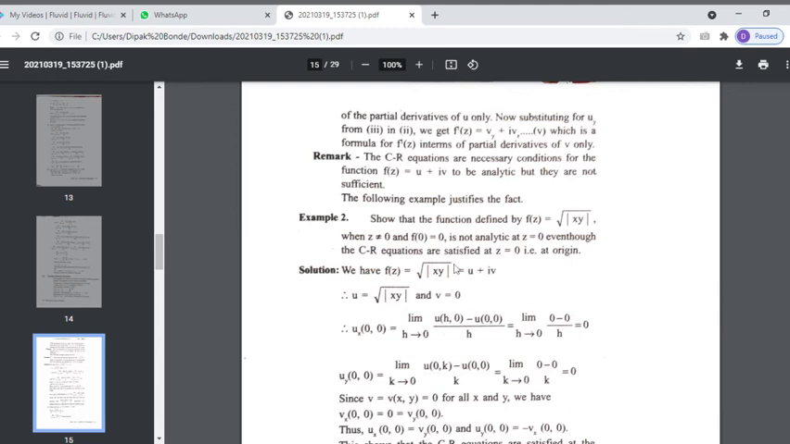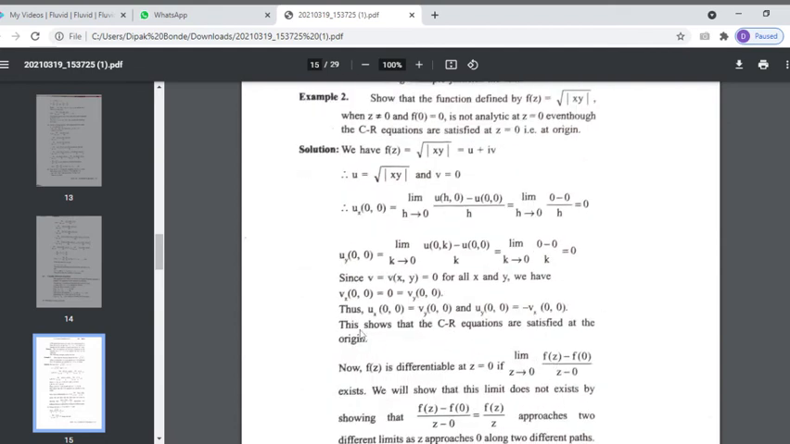So f(z) is equal to root of modulus of xy is equal to u plus iv. So this is the real part. So u is equal to root of modulus of xy and v is equal to 0. So u_x of 0, 0 is nothing but limit h tends to 0 of u(h, 0) minus u(0, 0) upon h. So limit h tends to 0 of 0 minus 0 upon h is equal to 0. So similarly u_y of 0, 0 is again 0.